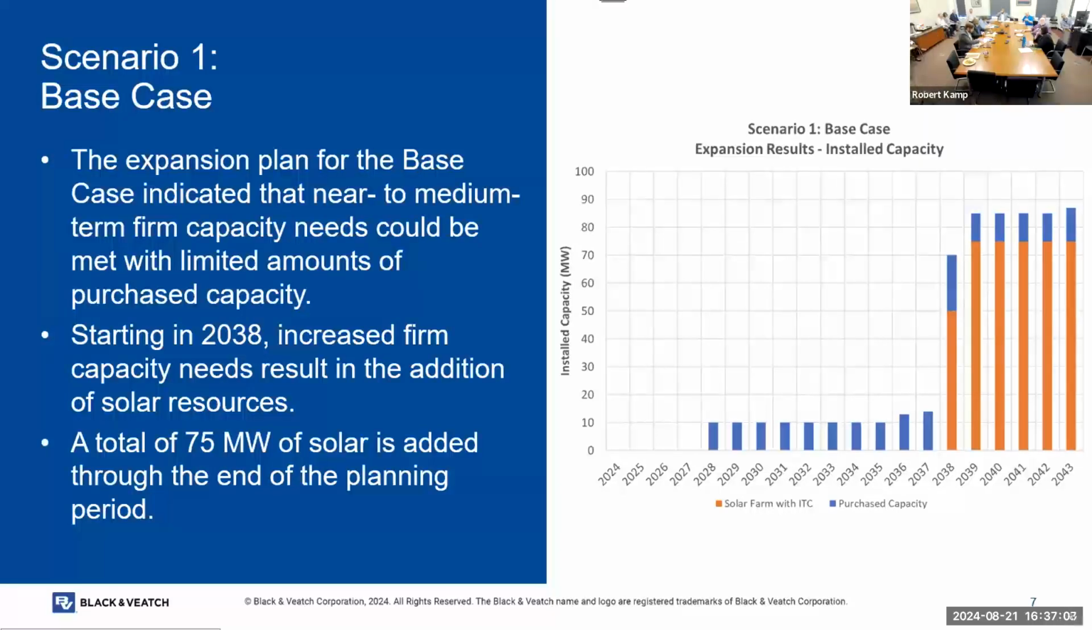2038 is a key year within our set of assumptions because that coincides with the planned end of the 200 megawatt Cimarron Bend wind contract. And when that expires, there is an amount of firm capacity that goes with that. That's why 2038 we'll see over and over again as being an important year in this IRP.